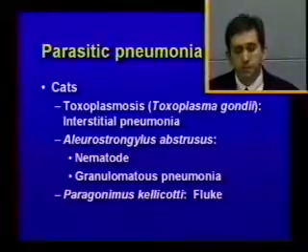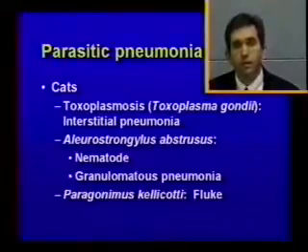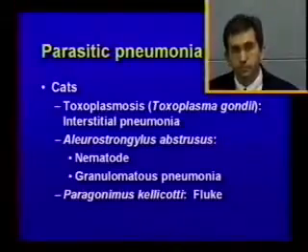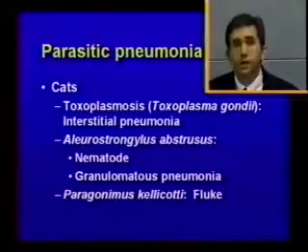There are two other parasites that we see with relatively high incidence in cats in Florida, and those are Aelurostrongylus abstrusus. This is a nematode of the lung causing a granulomatous pneumonia, and then a fluke that's present in the lung of cats known as Paragonimus kellicotti. Both of these use a snail or a slug as an intermediate host, and that is thought to be the route of infection of cats through the consumption of these intermediate hosts.